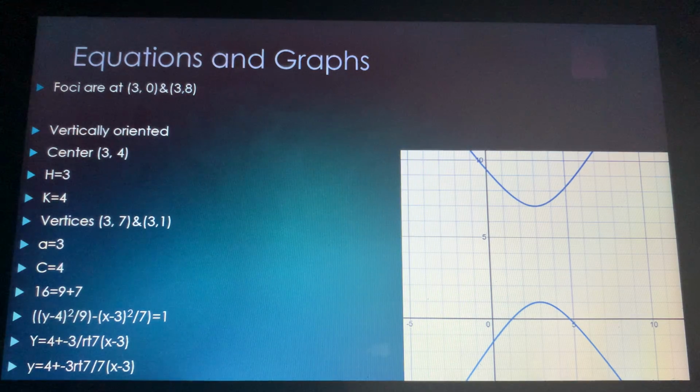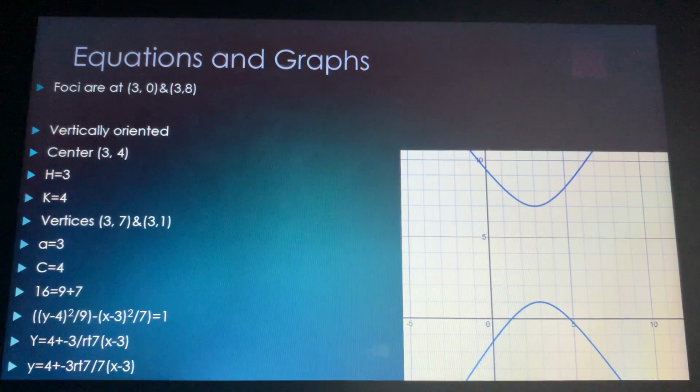Now let's find the asymptotes. We know it's y equals k plus or minus a over b, not b over a. It's vertically oriented, so we do a over b, quantity x minus h. Now 4 is k, a is 3, and b is the square root of 7. And x minus h is x minus 3. So we get y equals 4 plus or minus 3 over the square root of 7 times quantity x minus 3.